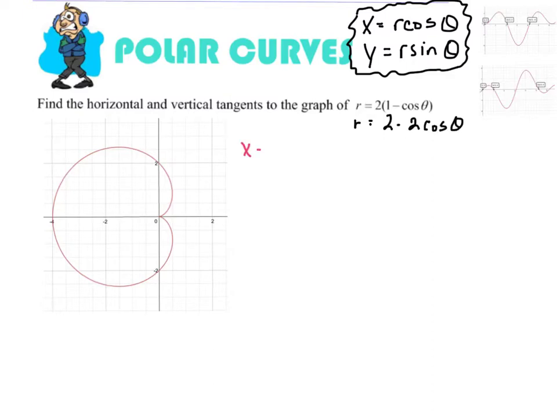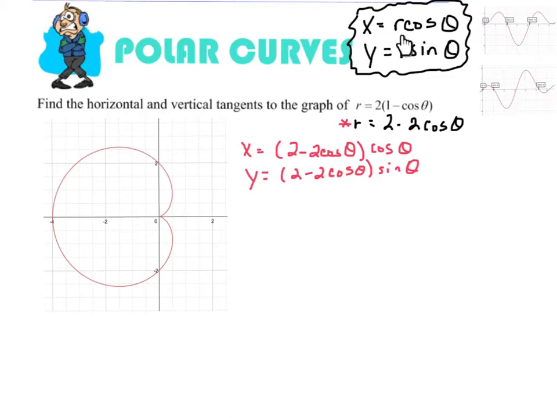Okay, so let's just write this. x is r multiplied by cosine theta, and y is equal to r multiplied by sine theta. Make sure you see where that came from. x is always r cosine theta, so r for us was 2 minus 2 cosine theta. So it's just substituting what r is equal to for our general case.